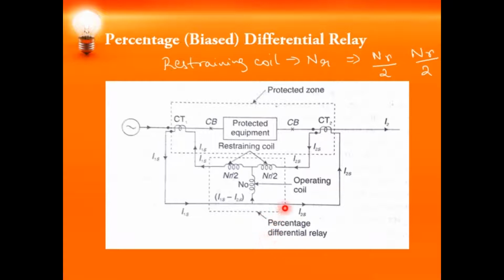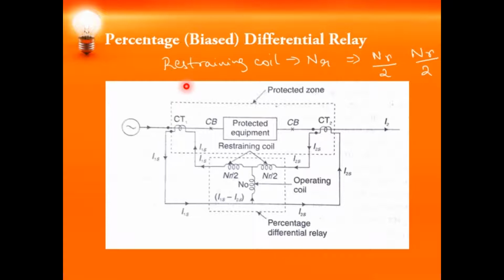Most important of all, in this we are not going to set any preset value or pickup value. The relay is completely going to operate based on the torque developed by the restraining coil and the operating coil. The relay will operate only for internal faults, that too when the operating torque produced is greater than the torque produced by the restraining coil. So if the operating torque is more than the restraining torque, only then the relay is going to operate.